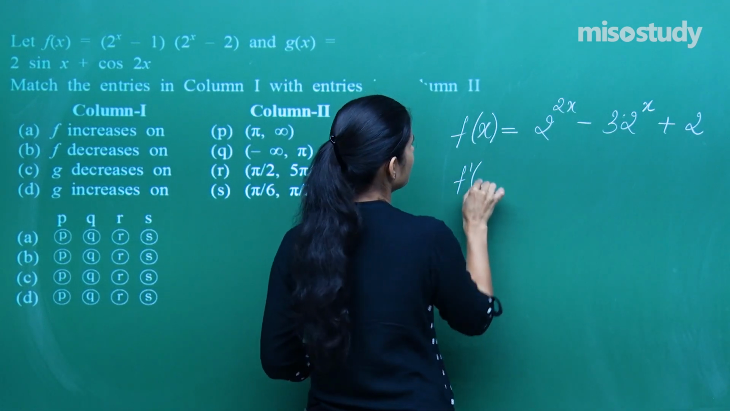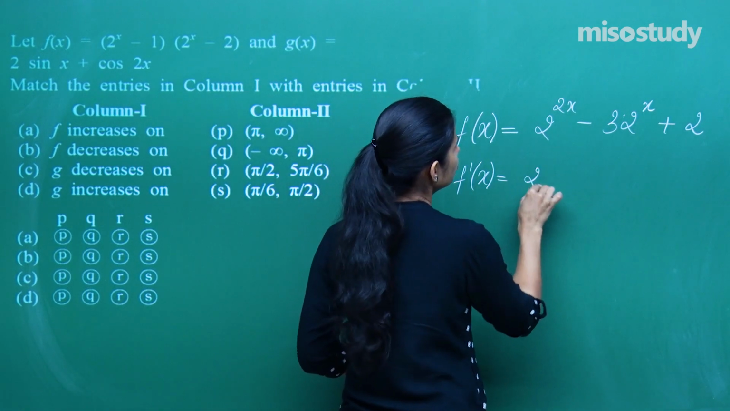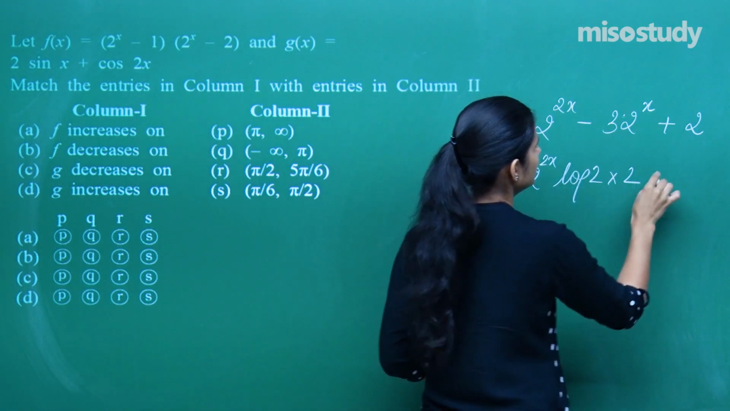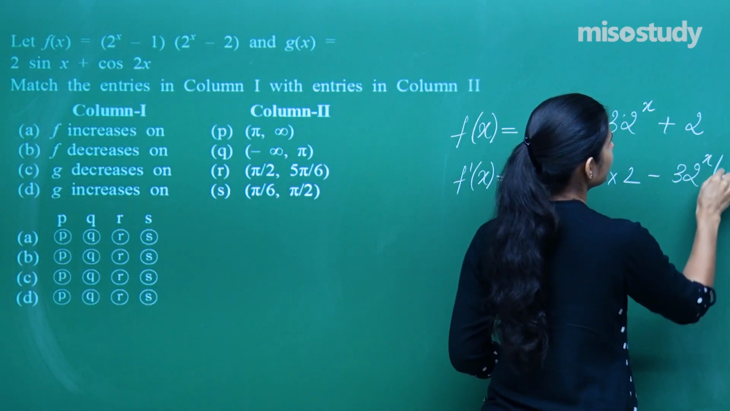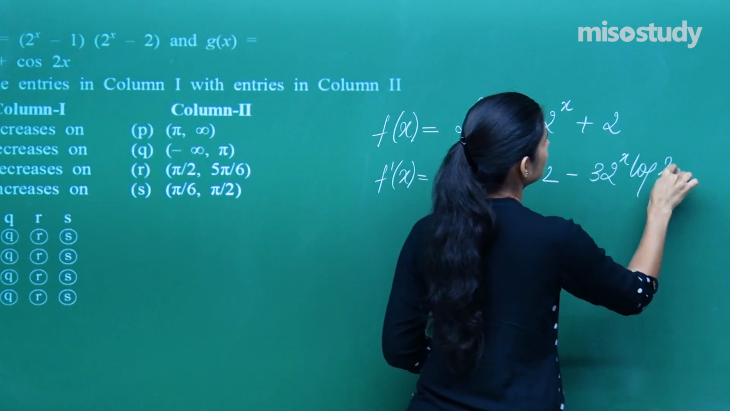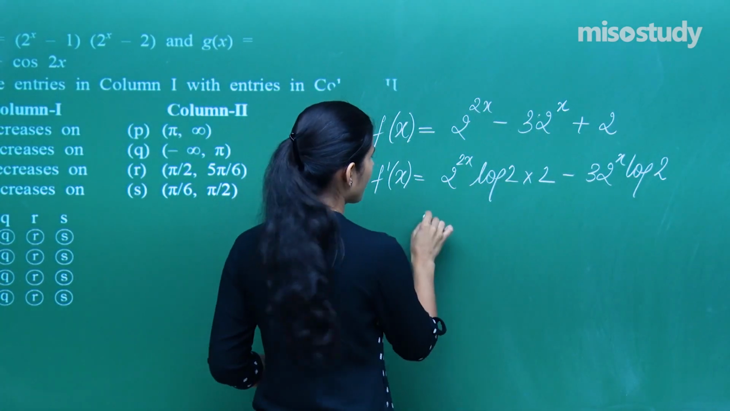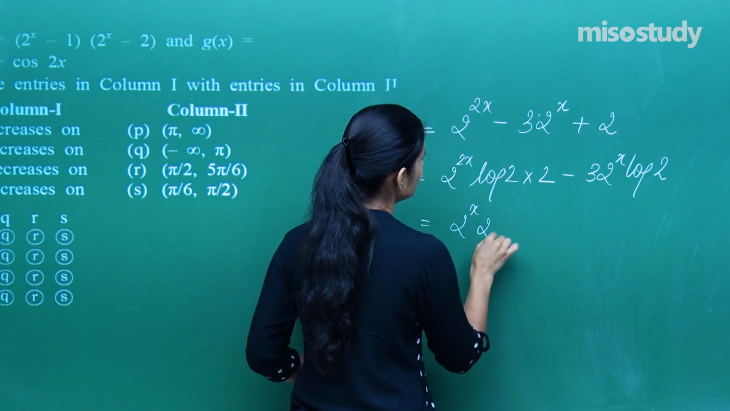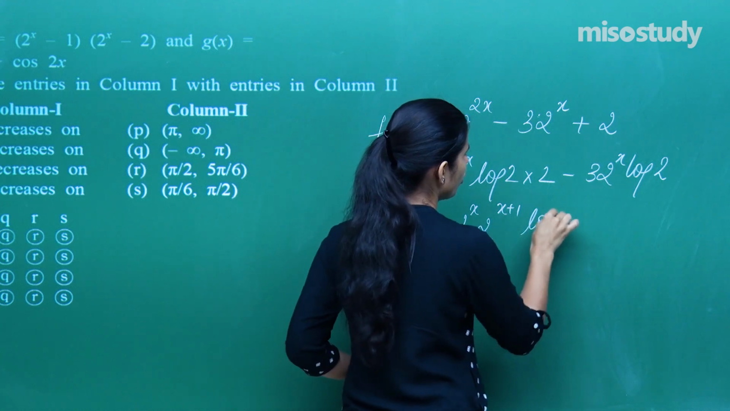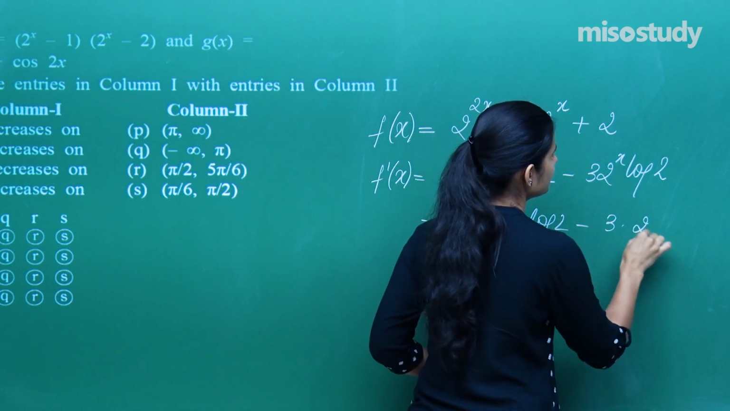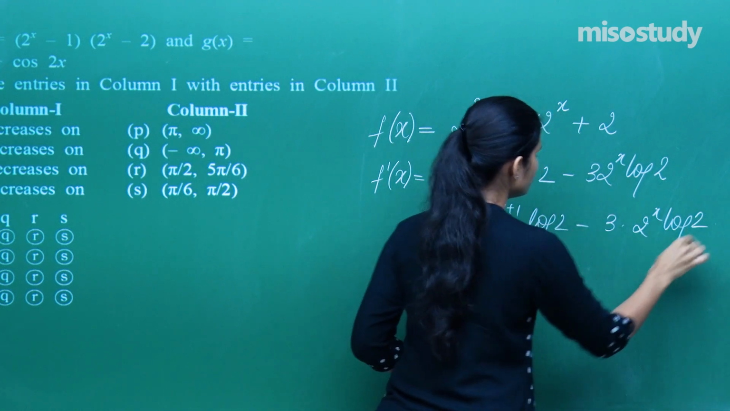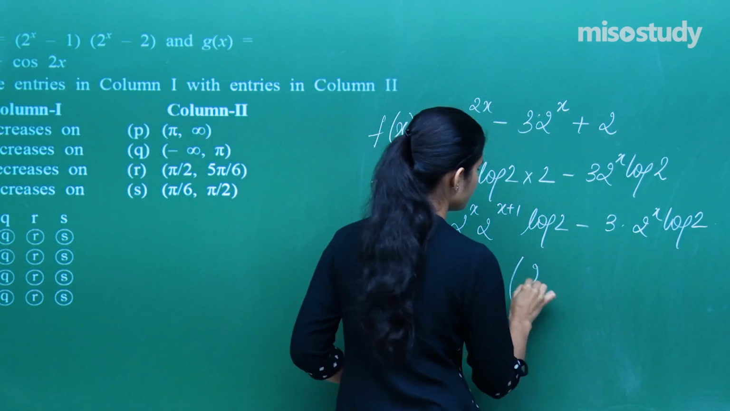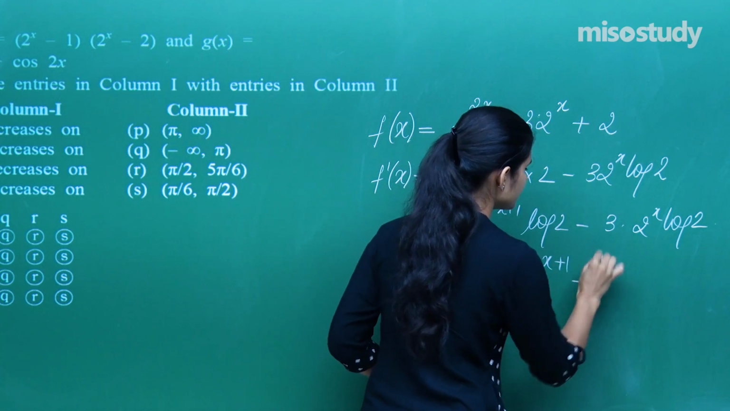So f dash x therefore becomes 2 to the power 2x into log 2 into 2 minus 3 into 2 to the power x into log 2 plus 0. So from here, now I can write this as 2 to the power x into (2 to the power x plus 1) log 2 minus 3 times 2 to the power x log 2. So 2 to the power x log 2 comes out. You are left with 2 to the power x plus 1 minus 3.